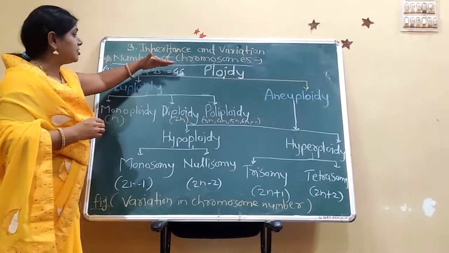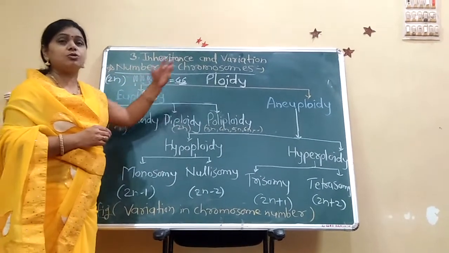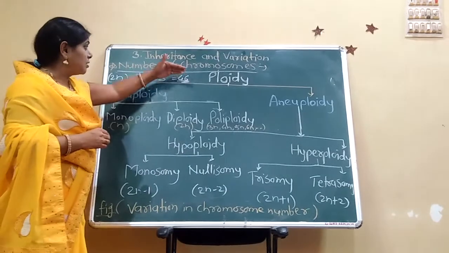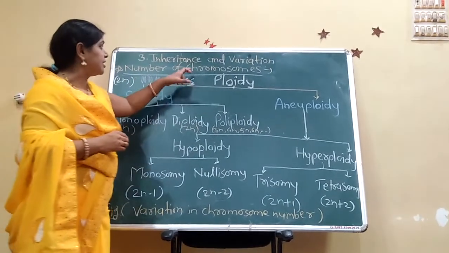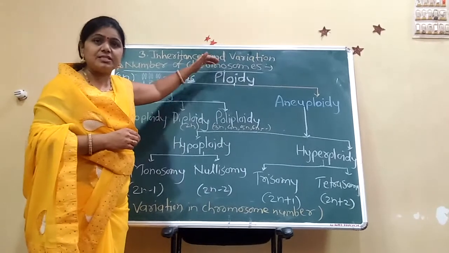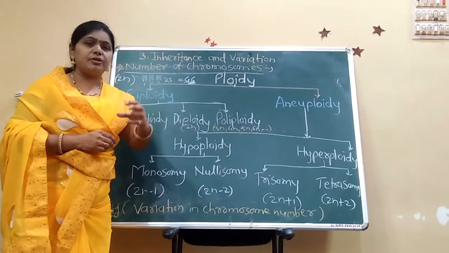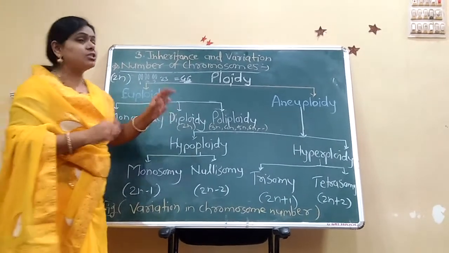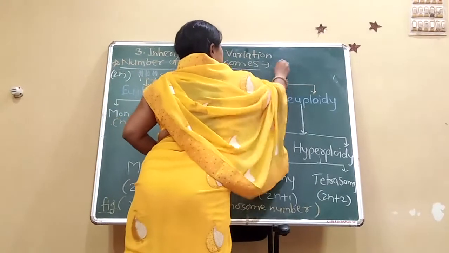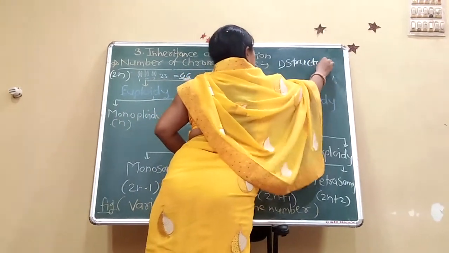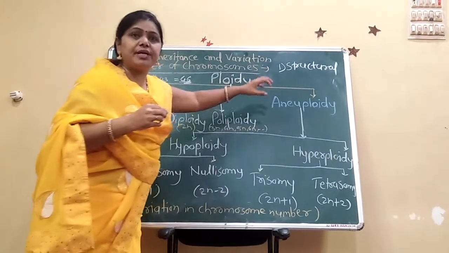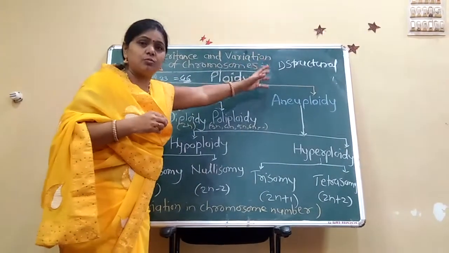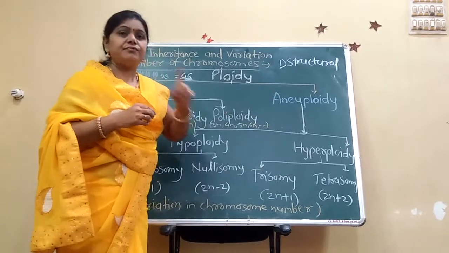But when there is a change or mutation in these chromosomes, what happens? There are two points here. When the mutation happens in this chromosome, at that time the change takes place in two things. That means first is the structural change. First is structural. When mutation, which is a change in the chromosome, happens in the chromosome, the first change is in structure.